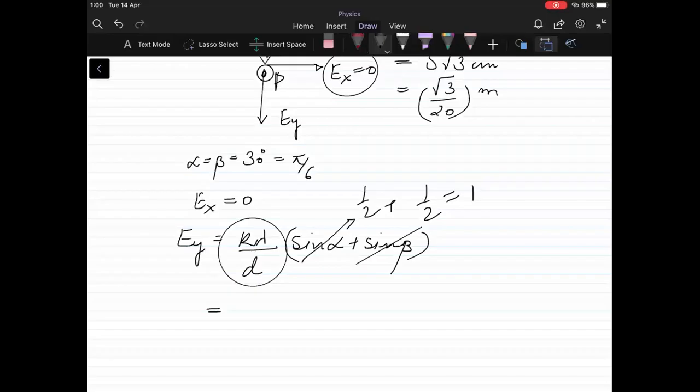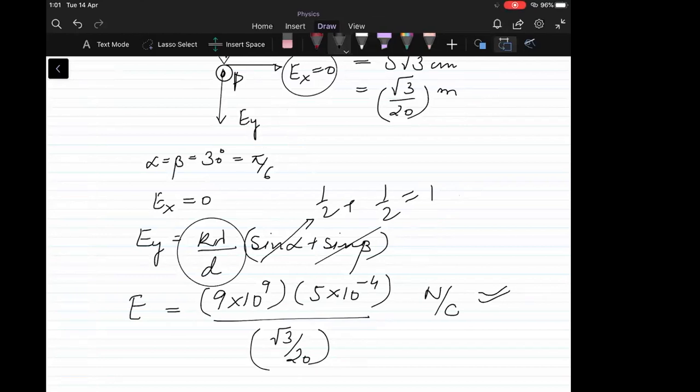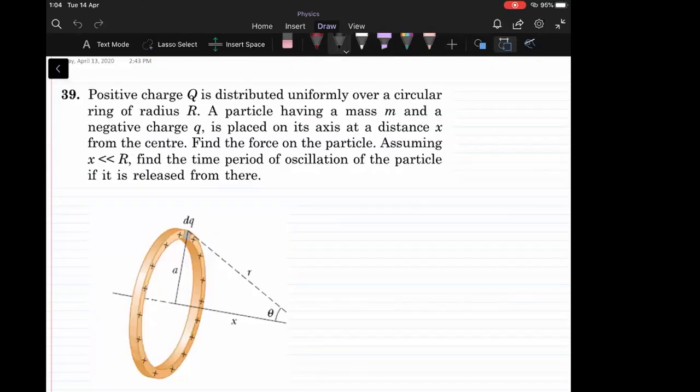So what we have to do is substitute the value of k, which is 9 into 10 to the power 9. The value of lambda is 5 into 10 to the power minus 4, and the value of d is root 3 by 20 meters. If you calculate this, you will get the answer in Newton per Coulomb. This is the answer. Okay, now you can write it down. Now let us start with the next problem.